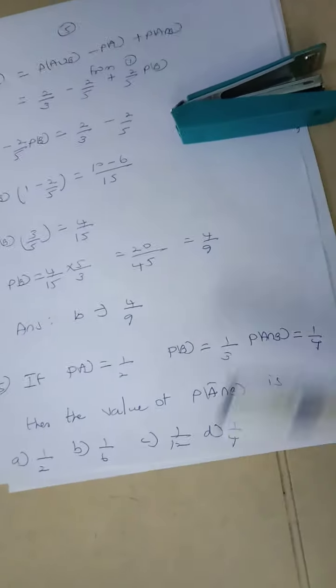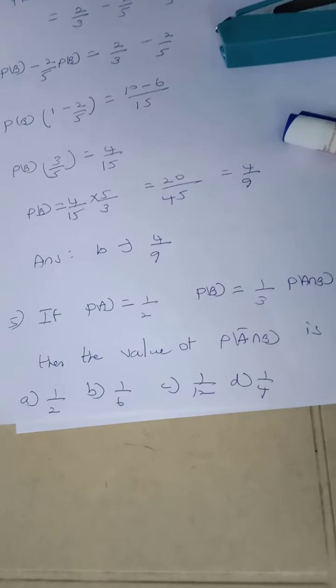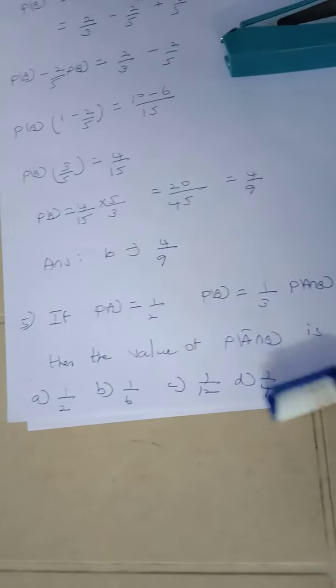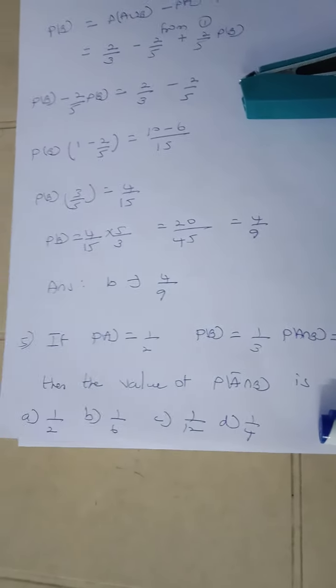So first we used the independent events formula. Probability of A intersection B is equal to probability of A into probability of B. Then we have used the addition theorem of probability formula, so that we have found the value. Let us move to the next question.